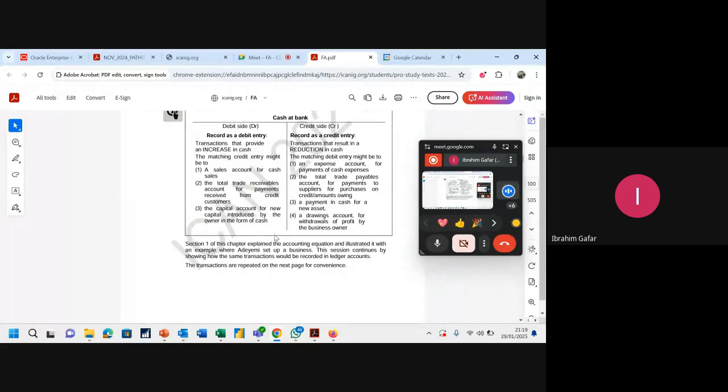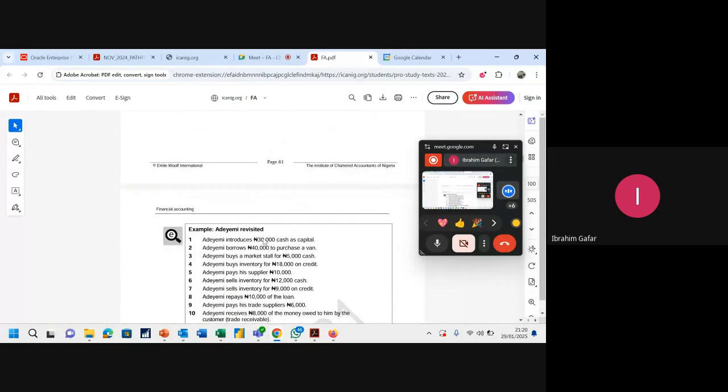Anything that is on the credit side of your cash book, or your bank, or any asset, we reduce it. That's just it. Anything on the credit side of your assets will reduce the value of that asset, and anything on the debit side of your assets will increase the value of that asset. Fortunately, cash and bank are also assets, right?